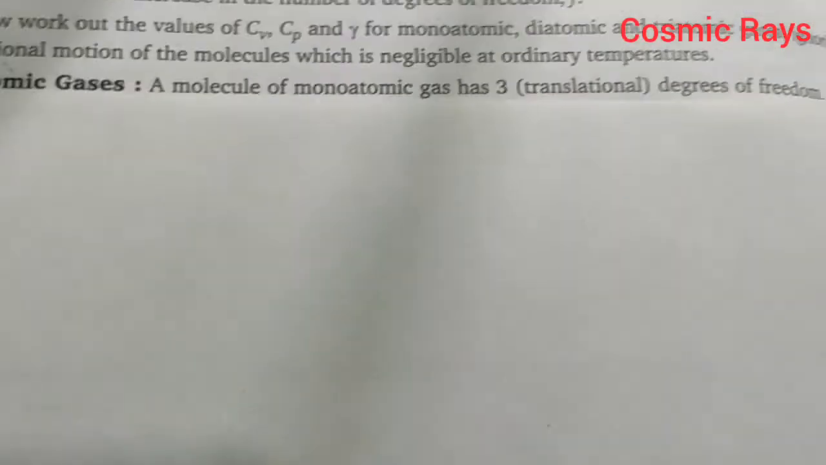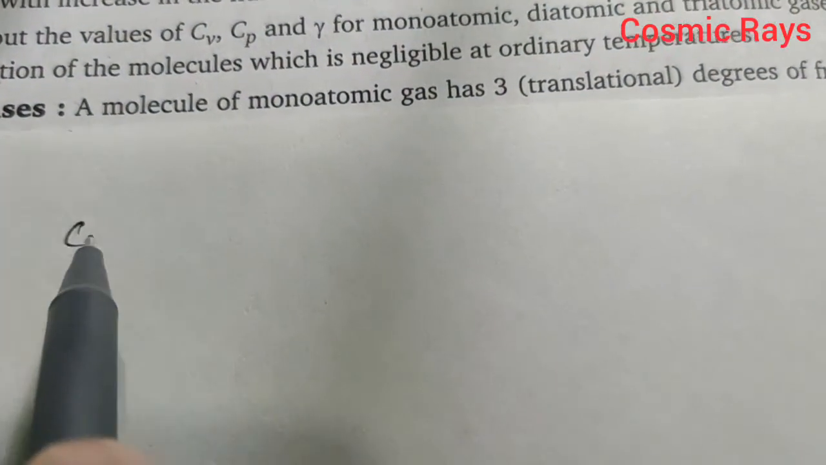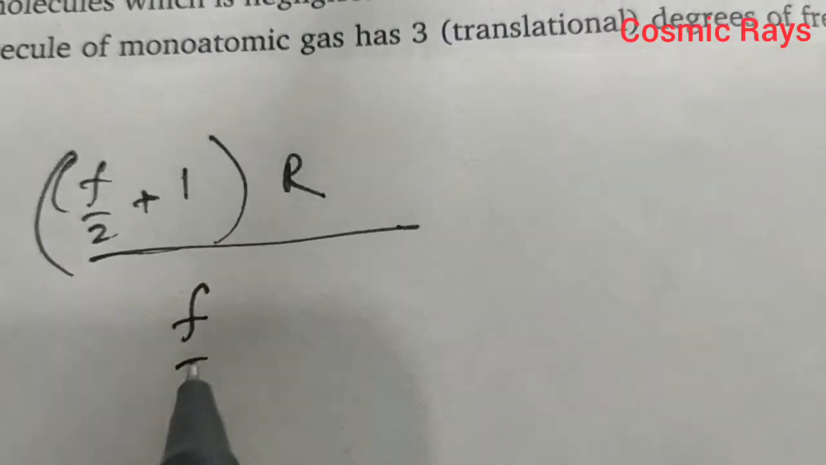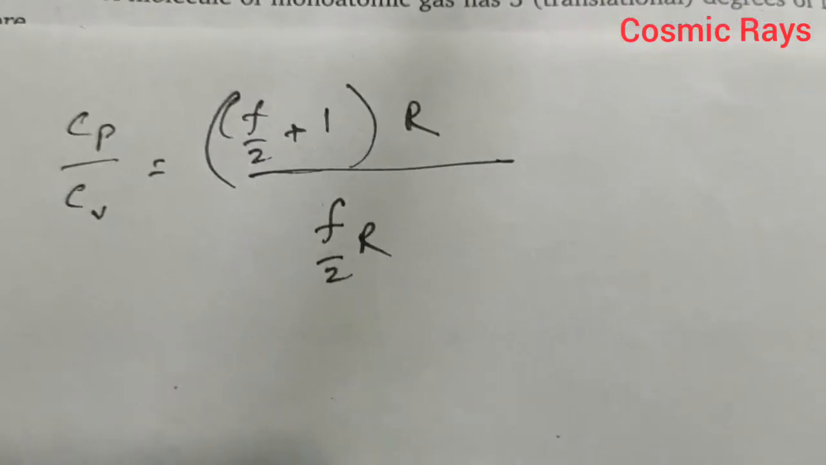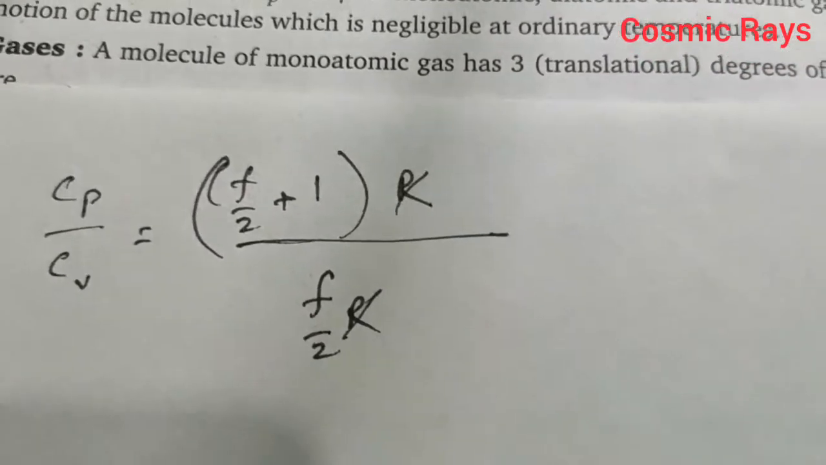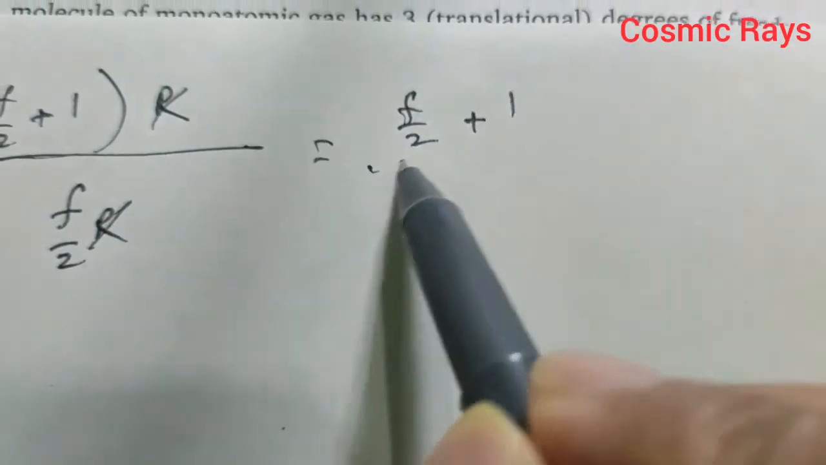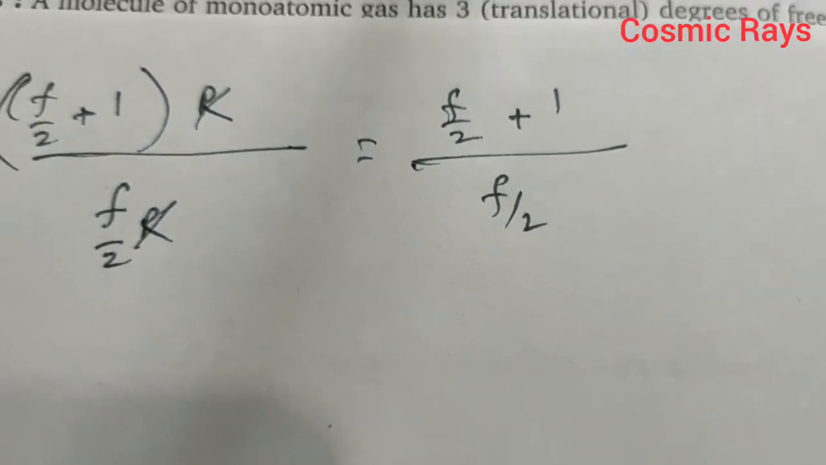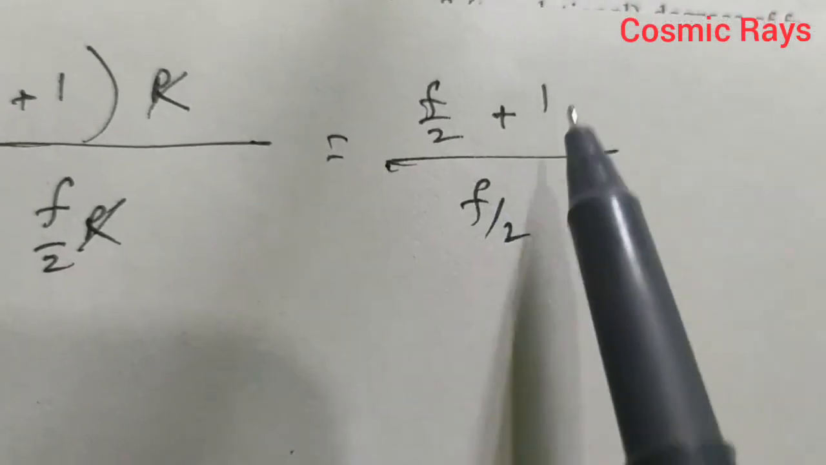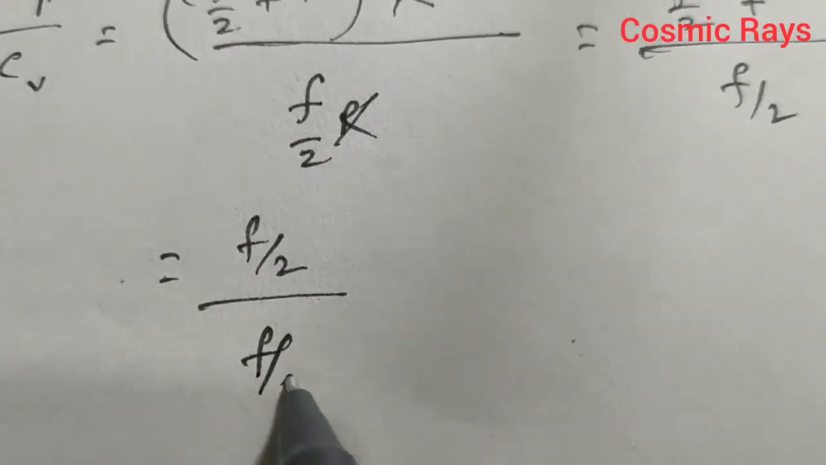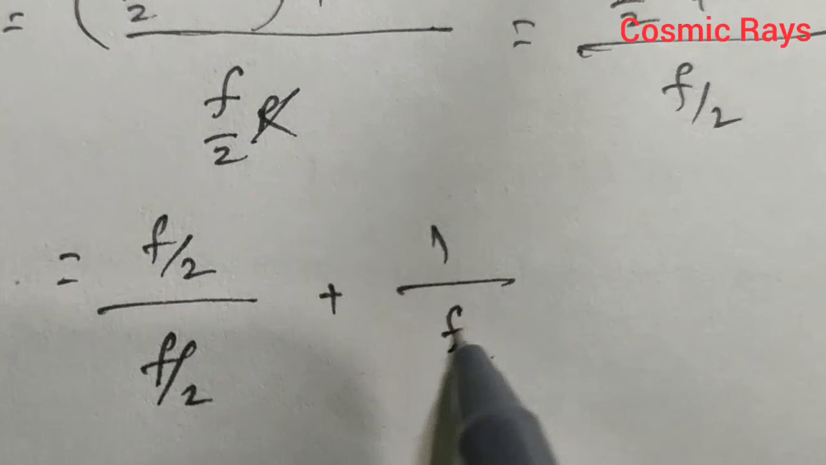The equation is Cp upon Cv. So the value is (f/2 + 1) multiplied by R, divided by (f/2)R. Here R and R can be cancelled. Then we will be left with (f/2 + 1) by (f/2). So if we write this numerator separately with both of them, then we have (f/2) divided by (f/2) plus 1 by (f/2).